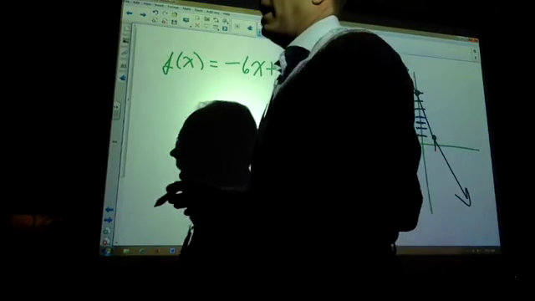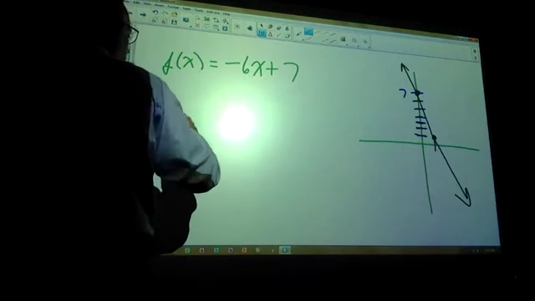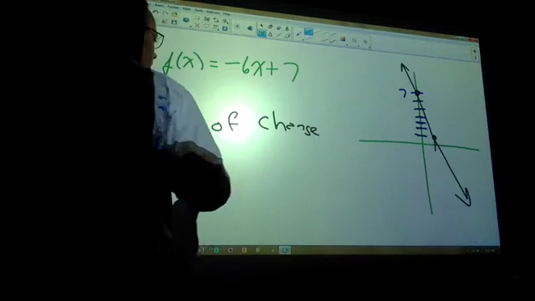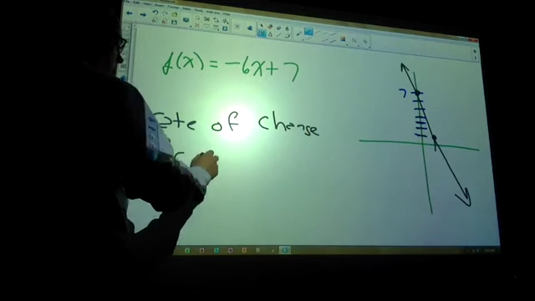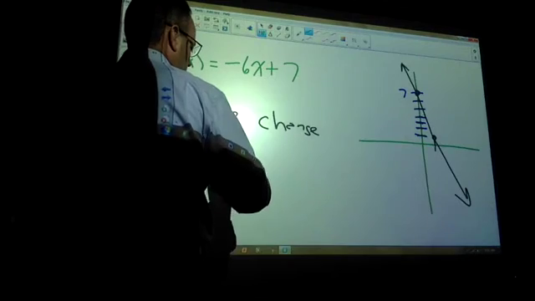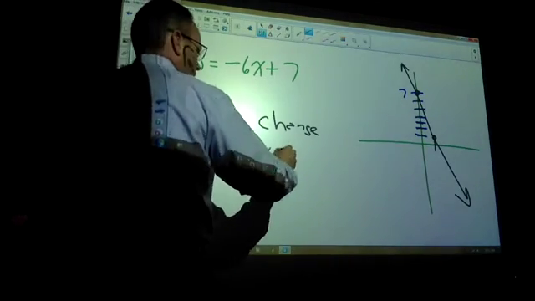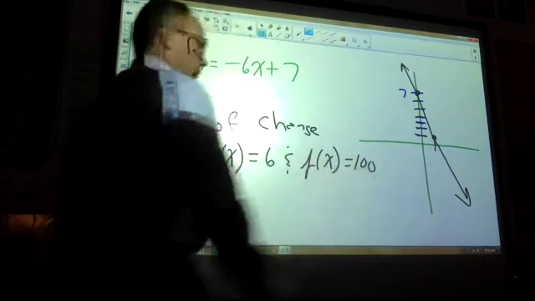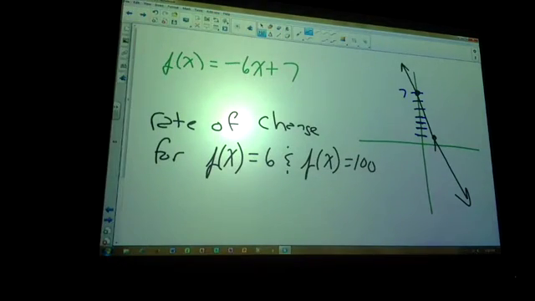So 2 questions they might ask. What is the rate of change for f of x equals 6 and f of x equals 100? Let's just go obscure. Yeah? That's a question. So first is on the EFS review. Is this part of this question? No. Okay, can I finish this one? Thank you. All right. So what is the rate of change on this problem?